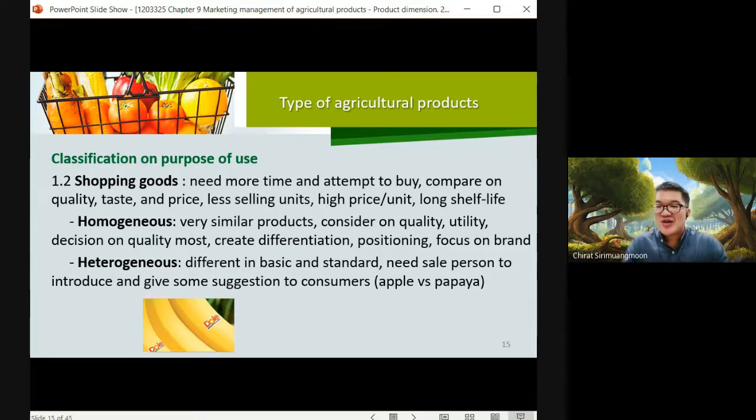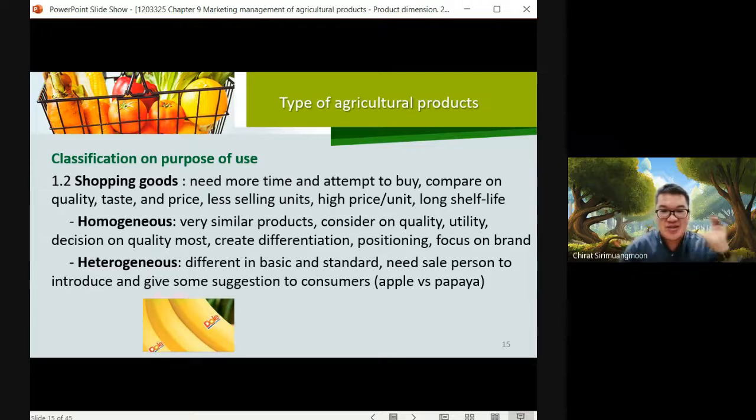Why do we need to do a lot when it is homogeneous? Because it's almost the same, right? So if it's almost the same, what you need to do is create something different.